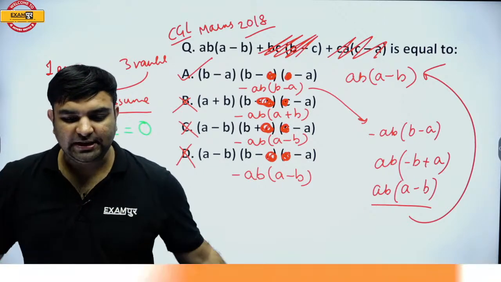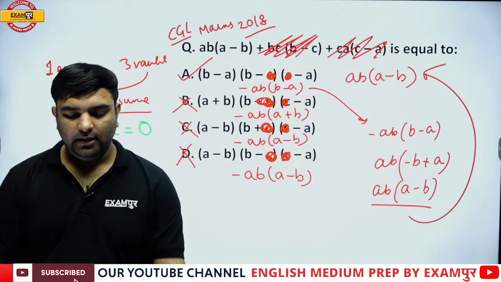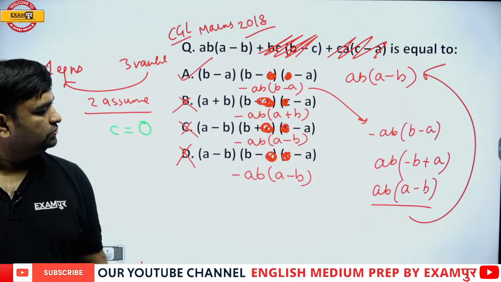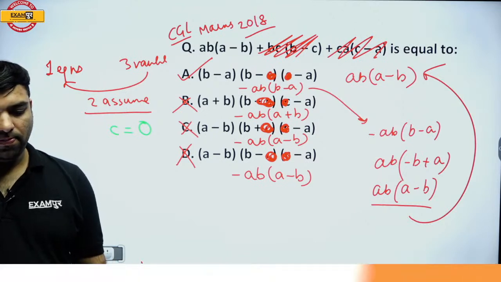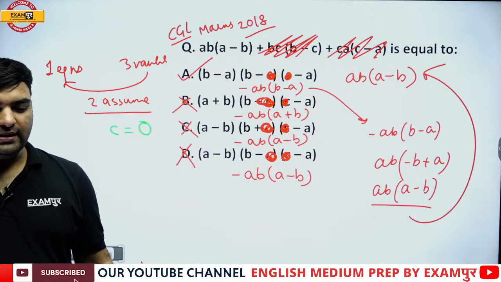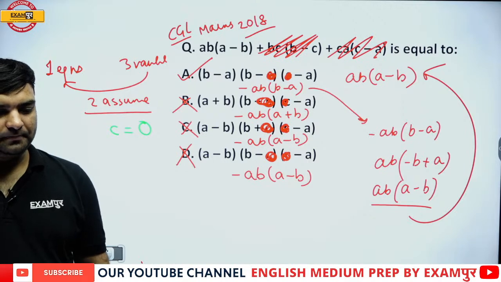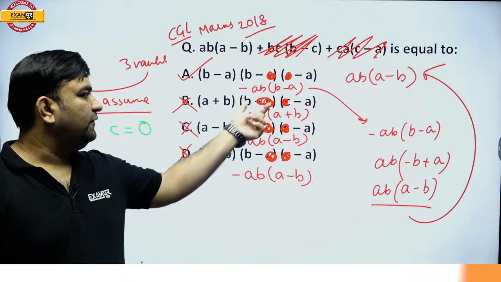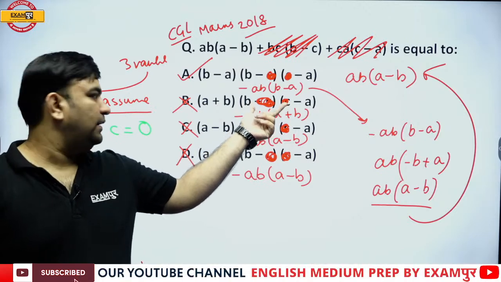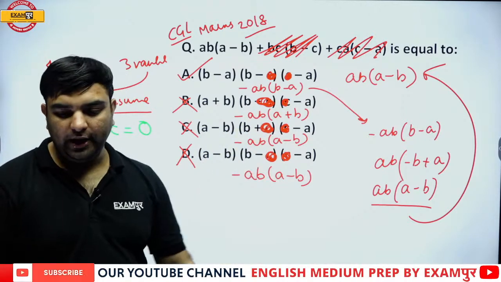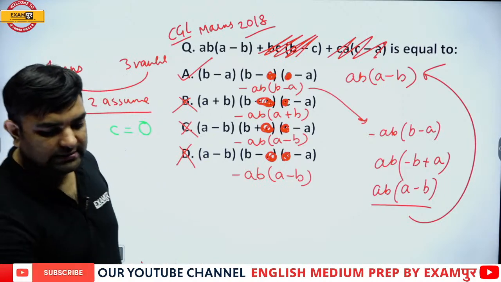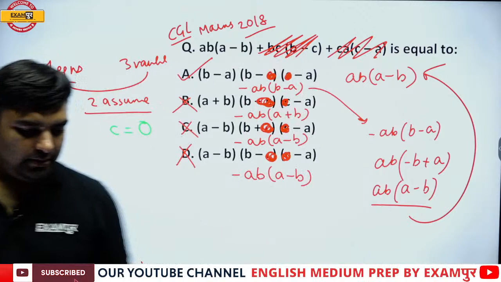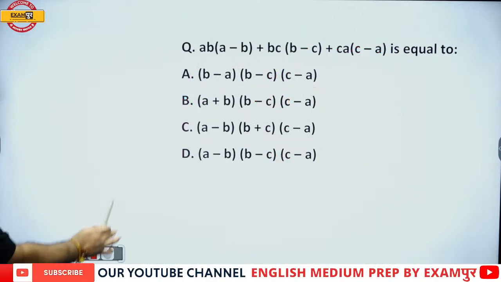A is the correct answer, not D, because you were looking for AB into A minus B, which you get from option number A, none else. Great, keep it up.